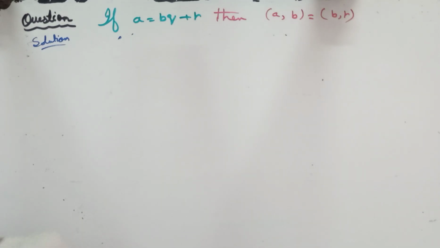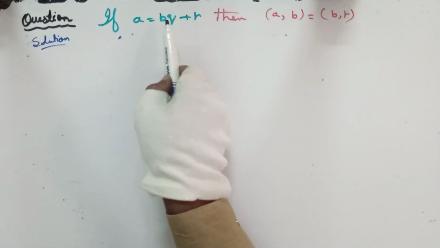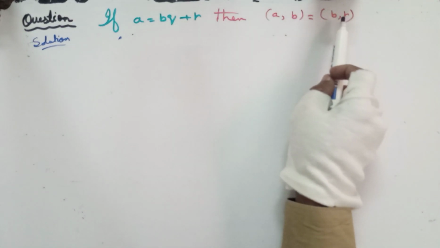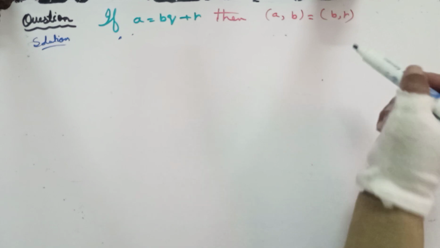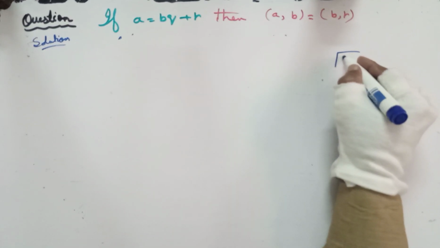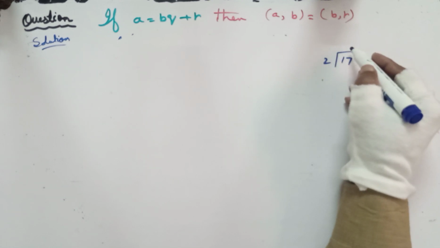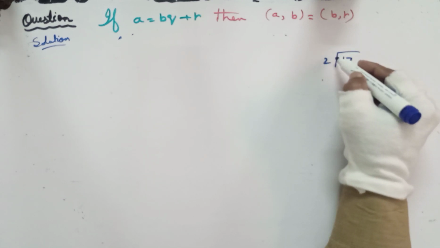Here the question is: given A = BQ + R, then GCD of A and B is equal to GCD of B and R. We can understand it with a common example of numbers. We consider the integers 7 and 18.